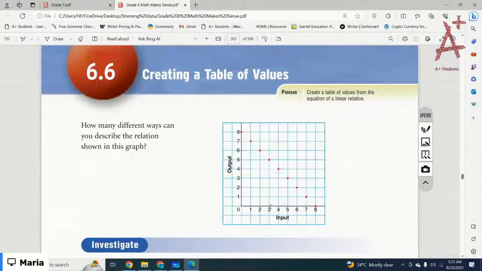Creating a table of values. So you have to create a table of values from the equation of a linear relation.